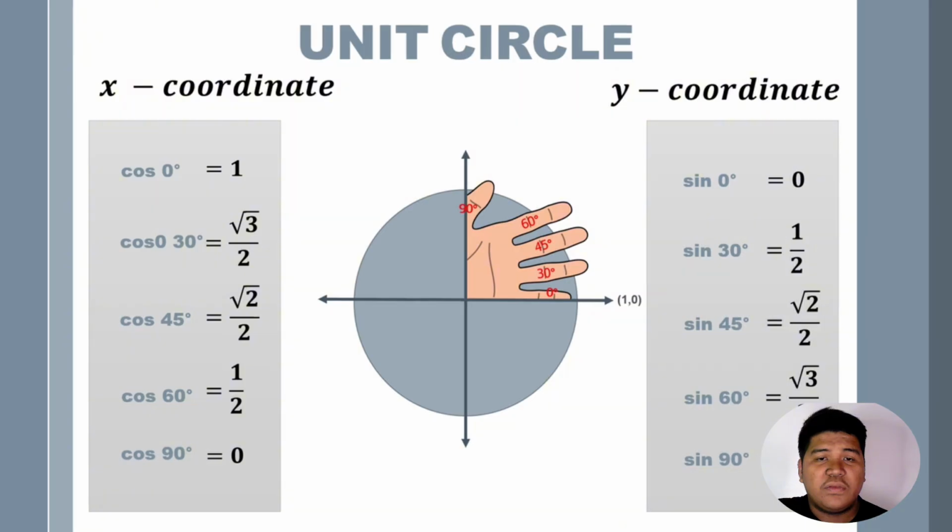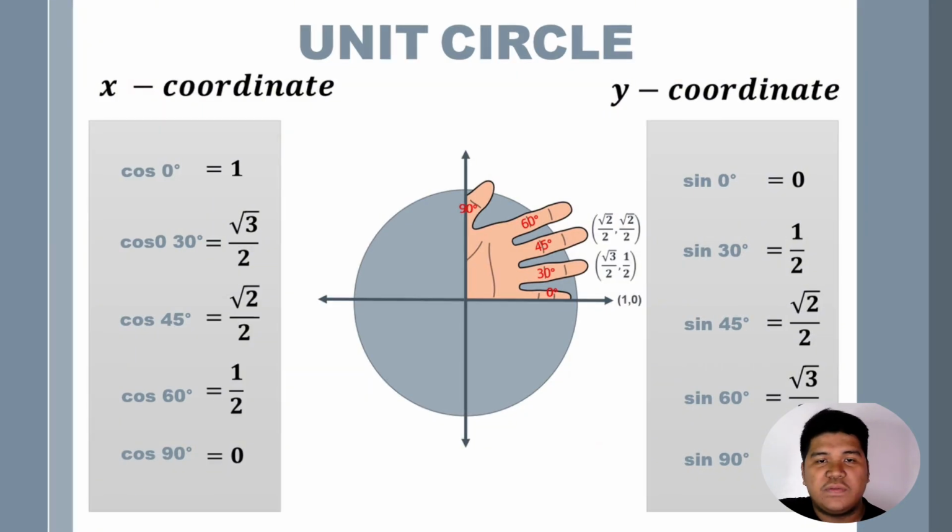So the coordinates of 30 degrees are cosine 30 and sine 30, which is equal to square root of 3 over 2 and 1/2. The coordinates of 45 degrees are cosine 45 and sine 45, which is equal to square root of 2 over 2 and square root of 2 over 2. So they're just the same.